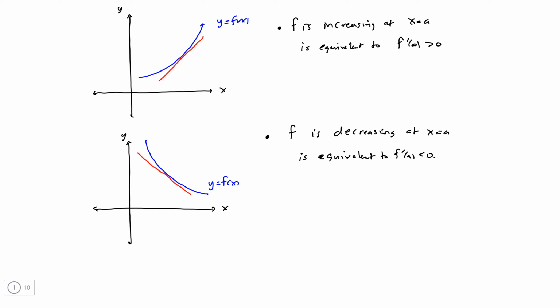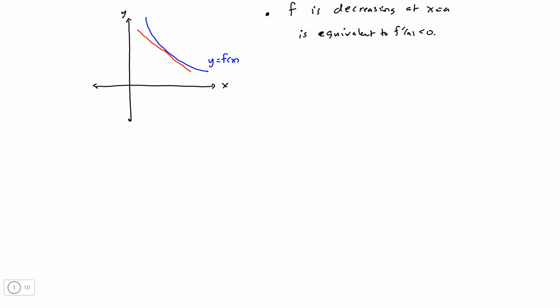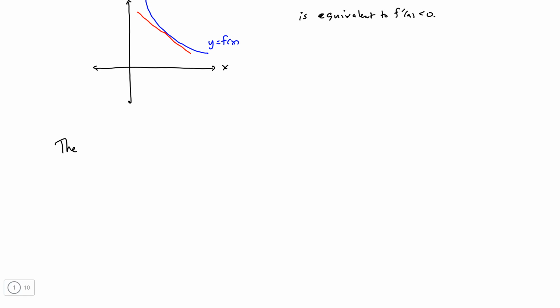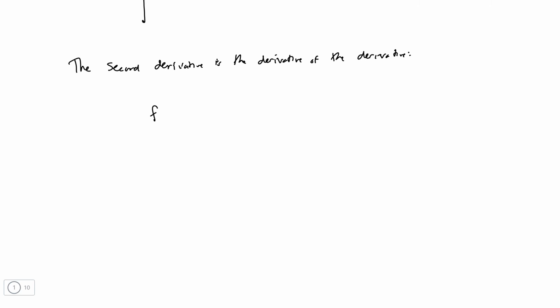We want a similar thing for the second derivative. So first, let's recall what the second derivative is. This is just the derivative of the derivative. That means we use the formula for the derivative, but we put in the derivative function instead of the regular function. We might write this as f double prime. Maybe we'll just write it for the function instead of at a particular value.